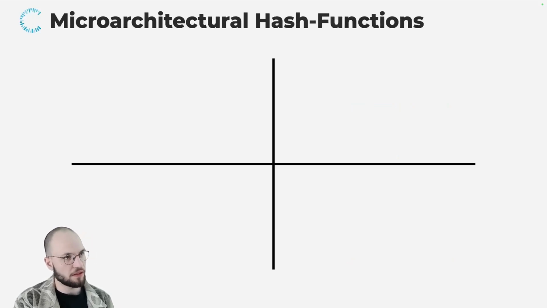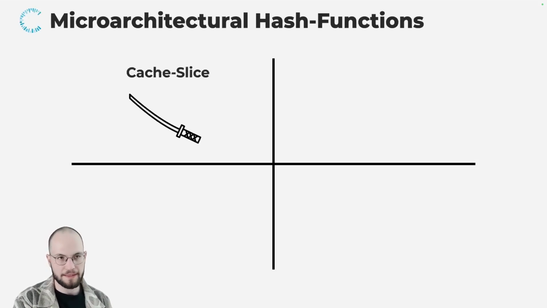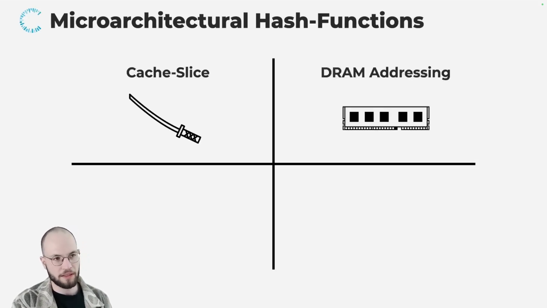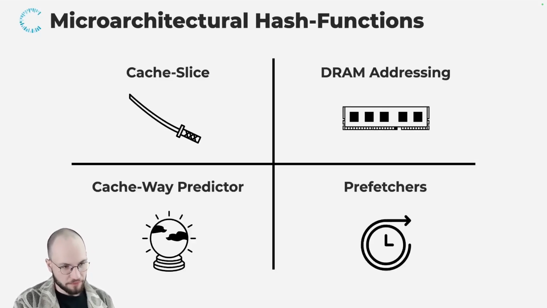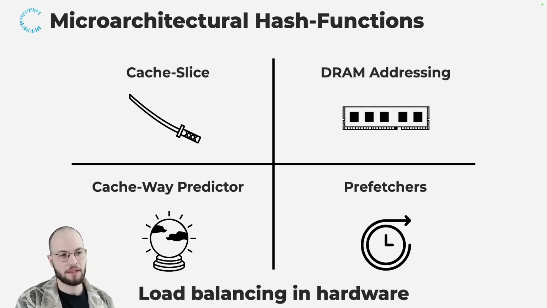Because it turns out these are quite a popular class of function, which we termed microarchitectural hash functions, which are there to distribute load among the hardware. For example, they appear in cache slices, they also appear in DRAM addressing, they also appear in the cache way predictor, as well as in prefetchers. And what they all have in common is that they're all small functions that do load balancing on the hardware side. And we are going to look at potential applications of this function, especially the cache slice function.